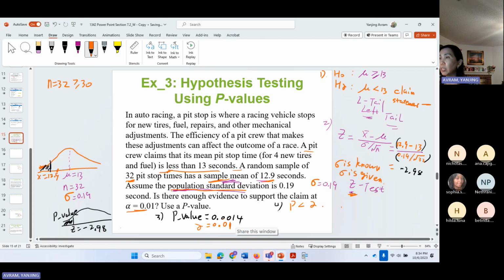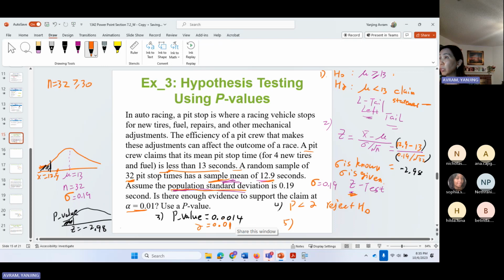So when p is less than alpha, what is the decision? Reject or do not reject the null hypothesis? This will be reject the null hypothesis. When p is less than alpha, reject the null hypothesis. Since we reject this null, that means this null is incorrect, right? You reject the null hypothesis.